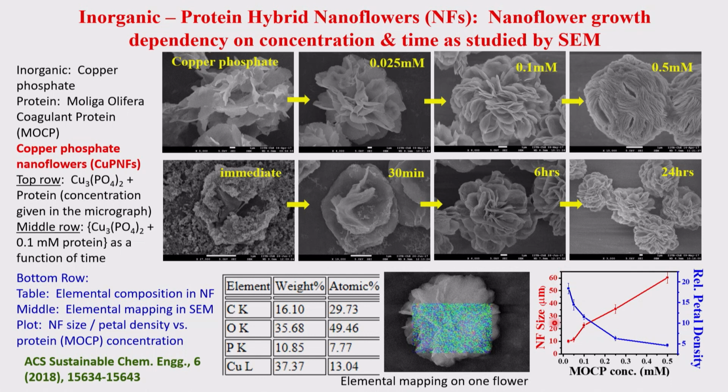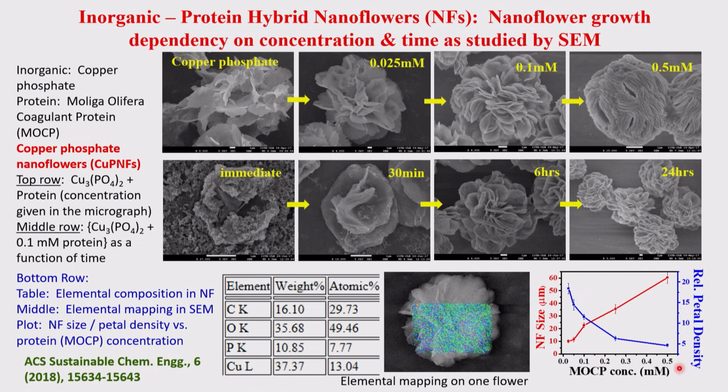And here you can see nanoflower size. If you plot it as a function of the protein concentration, you can see it's growing like this. Also, as we have seen, the density per given unit area, the number of petals, you take a large number of examples and try to count and then plot, and that is what is done here. If you look at that here, this is the petal density. As you increase the nanoflower size, the petal density is increasing.